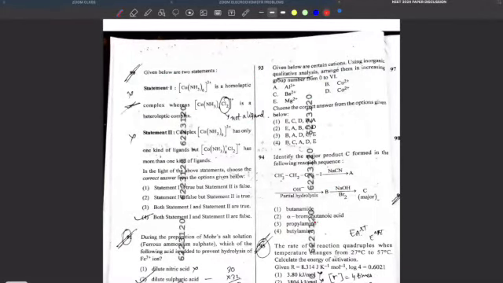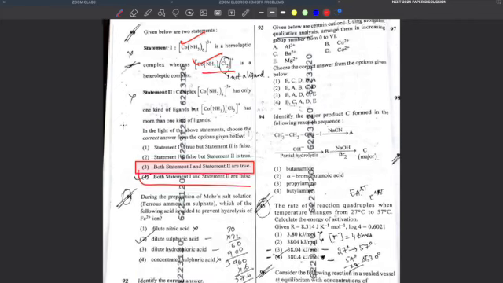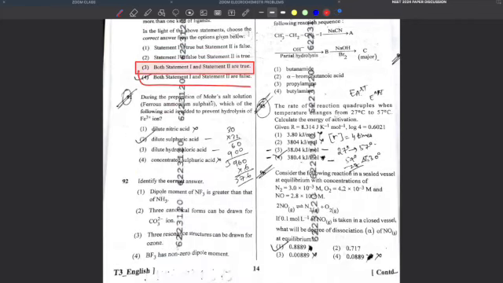Yeah, the 90th question. CoCA3 is homoleptic, correct. Homoleptic, whereas CoCO3 is heteroleptic, because there are two different elements. Both statements are correct. Both statements are true. First one homoleptic, second one heteroleptic. Both statements are true.